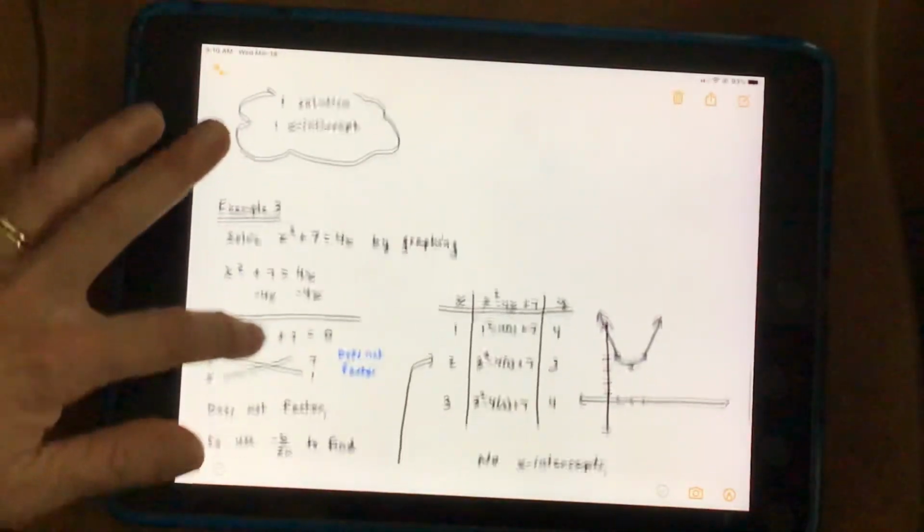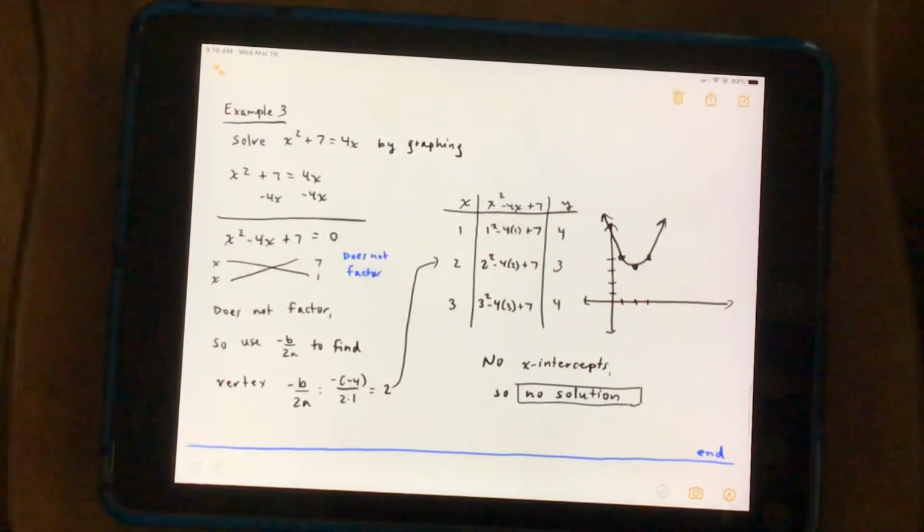Last example. This example shows what happens when we are not going to find any solution at all. So we're solving x squared plus 7 equals 4x by graphing. First, we subtract 4x on each side so we can get into standard form. We try to factor it, and it does not factor. That doesn't mean that there's not a solution. It just means that factoring will not be a way that we can use to graph our parabola.